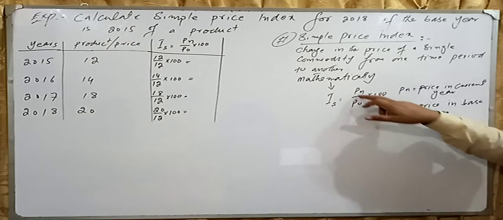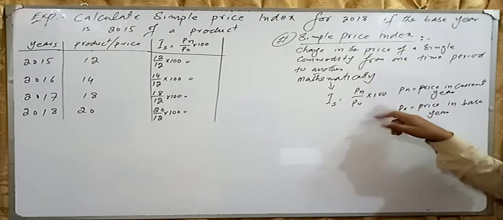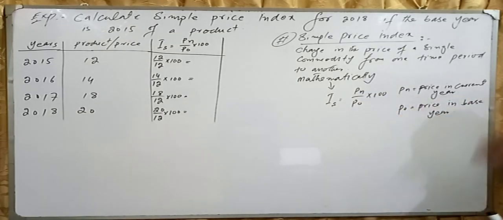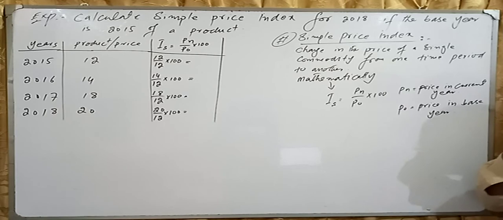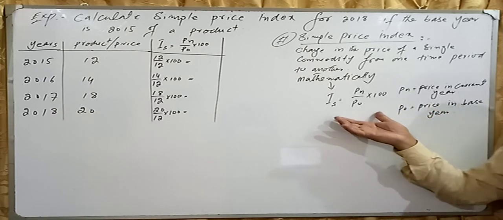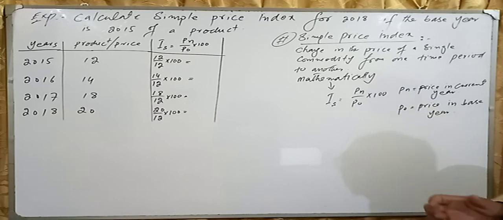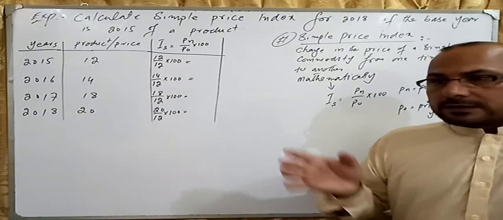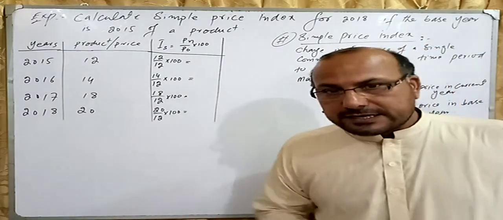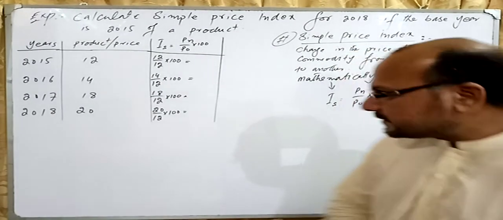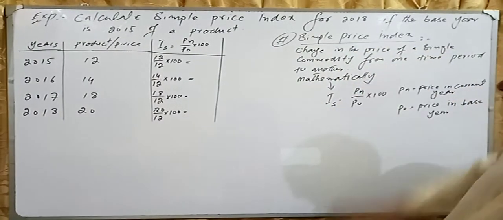Generally, we can say Pn over P naught multiplied by 100, where Pn is the price in the current year and P naught is the price in the base year. By using this formula, you can calculate the simple price index if the prices of a single commodity are given in different time periods or in different years. So in this way you can do the calculation.